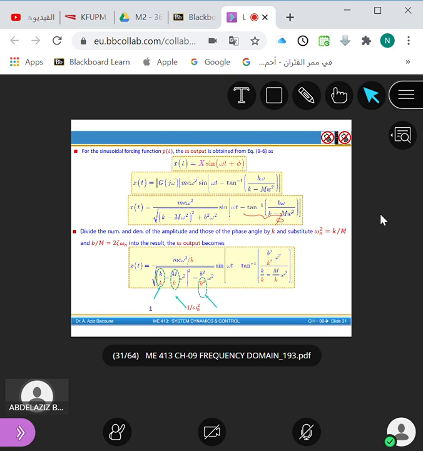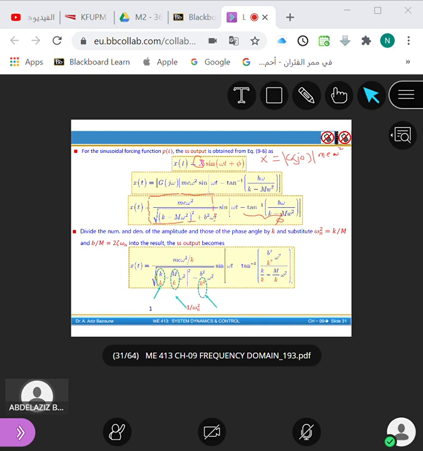And this one is X, which is the amplitude of the output, which is X here. This X will be equal to the magnitude of G(jω) multiplied by the magnitude of the input, which is Meω².